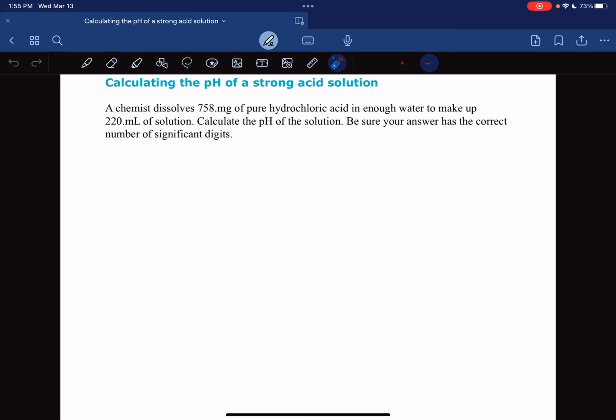All right, so we're going to figure out how to calculate the pH of a strong acid, and you're going to love this because all you need to do is figure out the molarity of the strong acid, and then you know your pH. You can take the negative log of it. So, what do we have to do first?